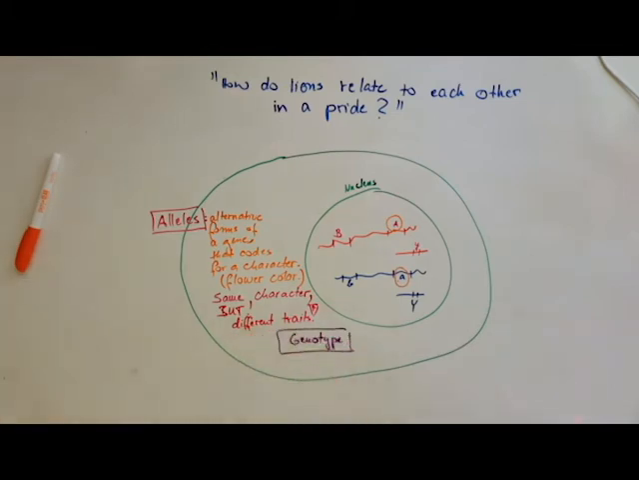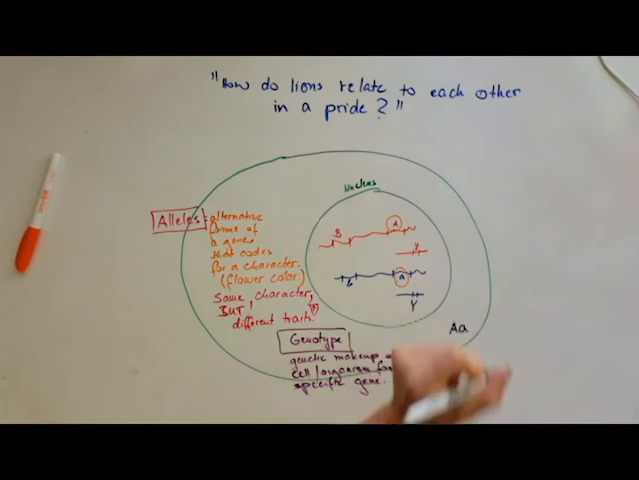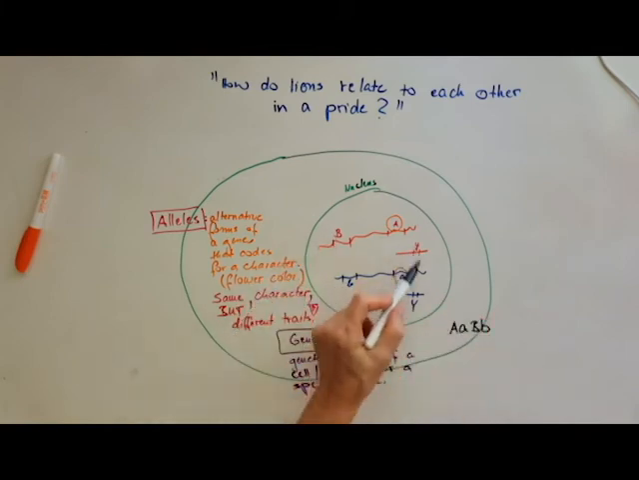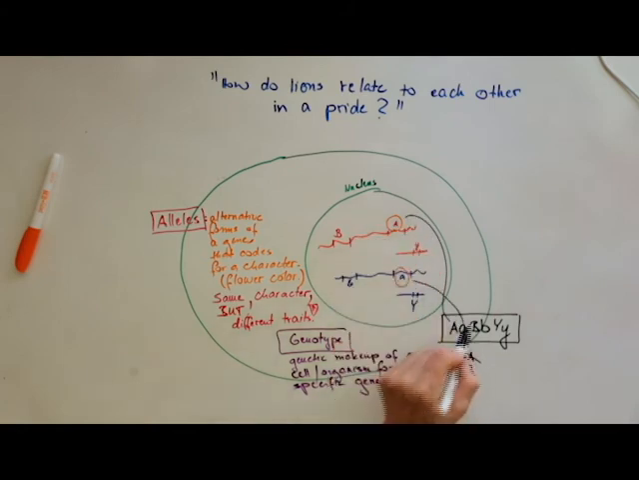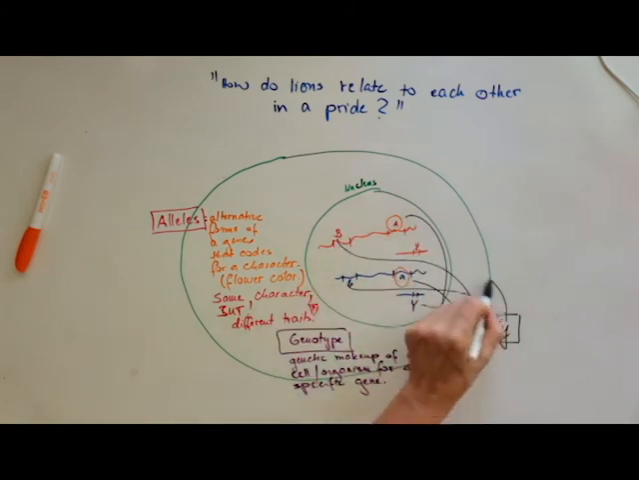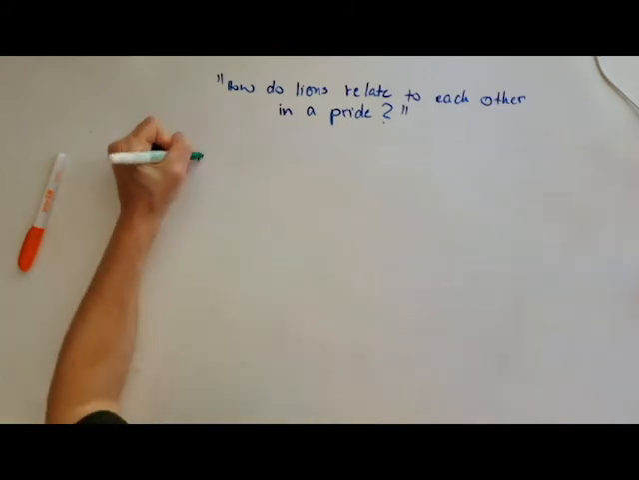Focusing on the genotype, the genotype is the genetic makeup of an organism for a specific gene. For us, in our example, we have a capital A lowercase a, capital B lowercase b, and a capital Y lowercase y. It can also be uppercase A's or lowercase a's, but not in this scenario. For us, the organism is heterozygous.